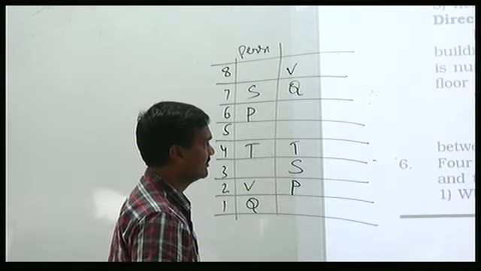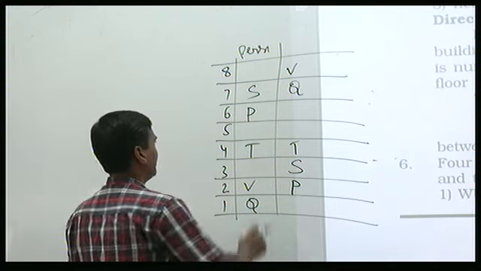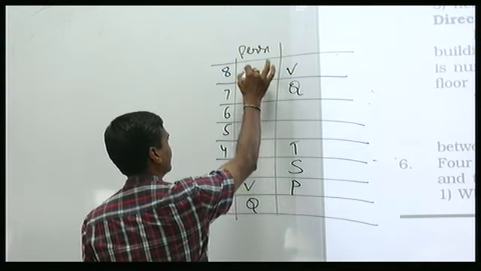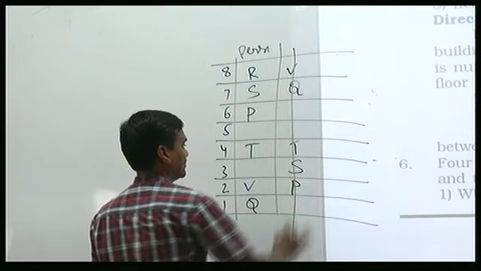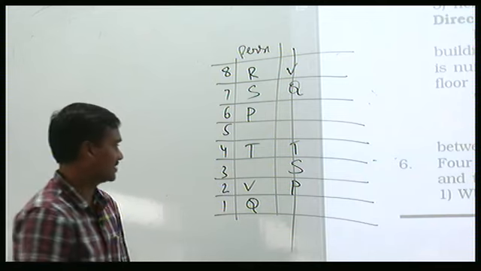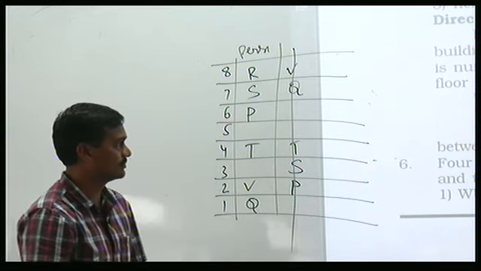Only one person between P and R. Between P and R, R must be here, because down is not possible. And here the second case is completely ruled out, because there is no possibility for R to be here.